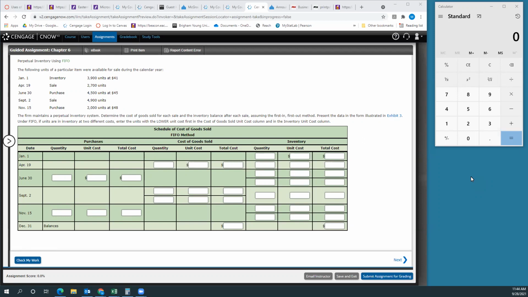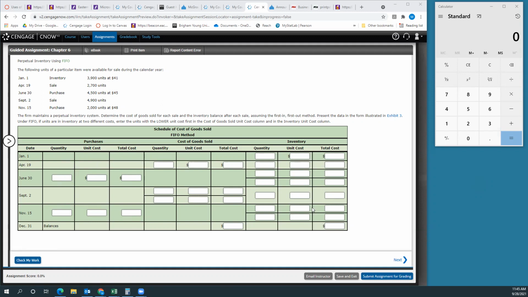For this one, we're just going to go through what we call a schedule of cost of goods sold. You can see the breakdown of it is that there are 3 columns for purchases, and then 3 columns for cost of goods sold, and then 3 columns for inventory. And we create these just with a perpetual inventory record each time we buy or sell goods.